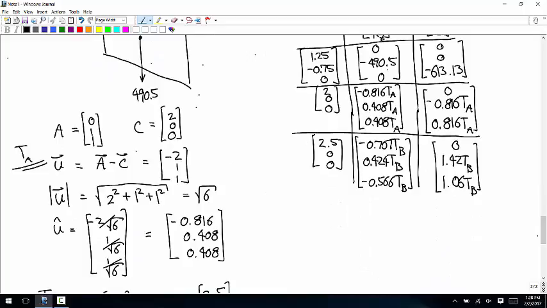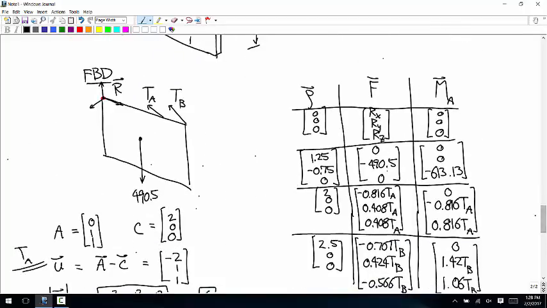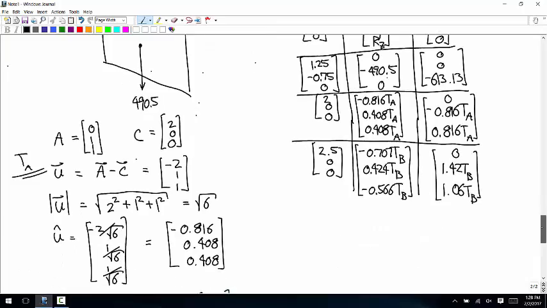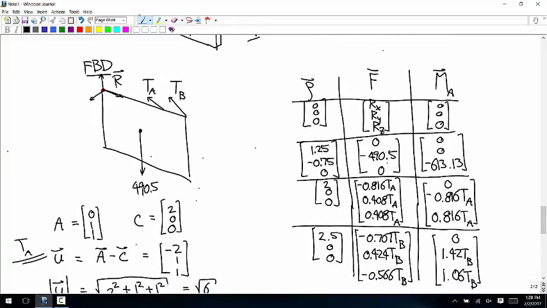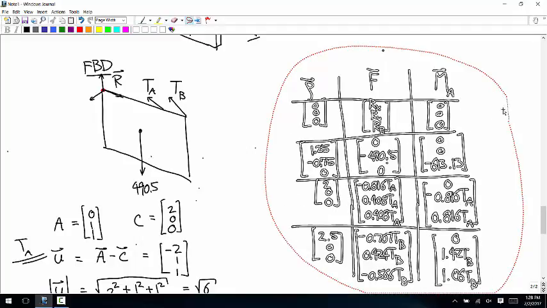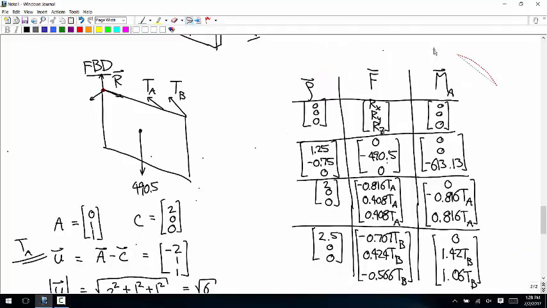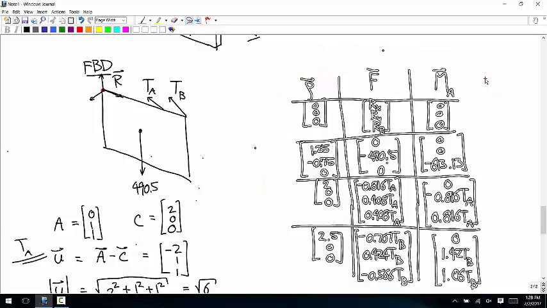Okay. So now we got this thing. I'm going to move it to the other page. Oh, where am I? Here we go.